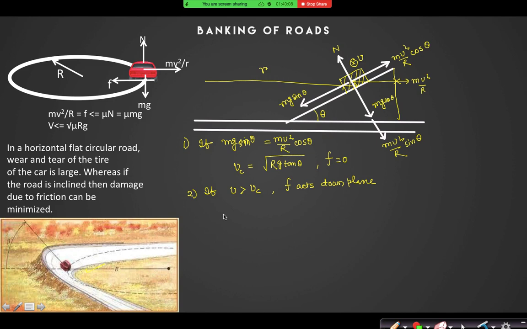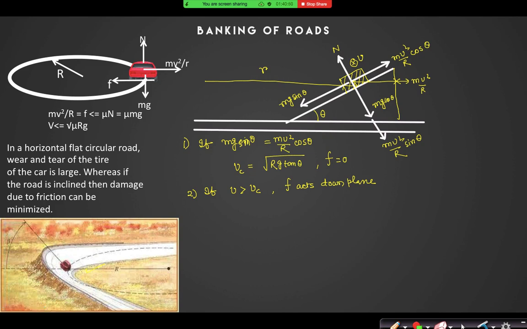Right? So in that case, if v is greater than v critical, which component will be higher, mv square by r cos theta or mg sin theta? At v critical, mg sin theta is equal to mv square by r cos theta. So if v is greater than v critical, then mg sin theta is a constant. You cannot change mg sin theta, but you are increasing v. So which part of the force will increase? mv square by r cos theta.